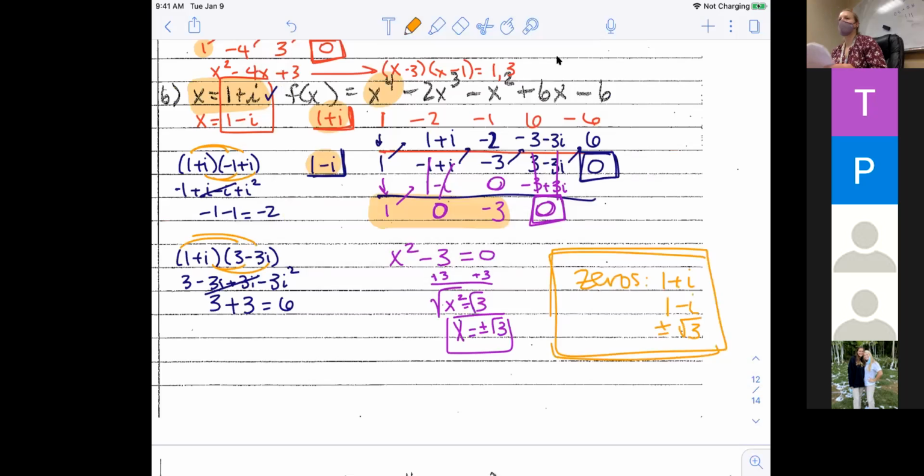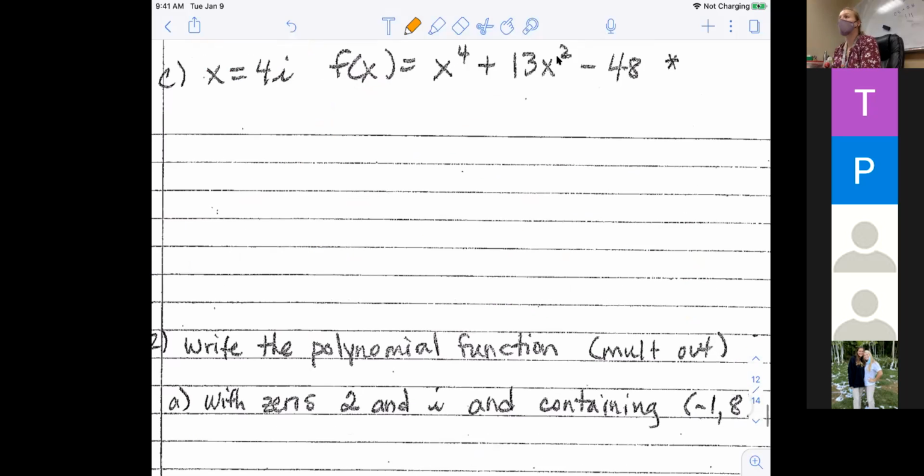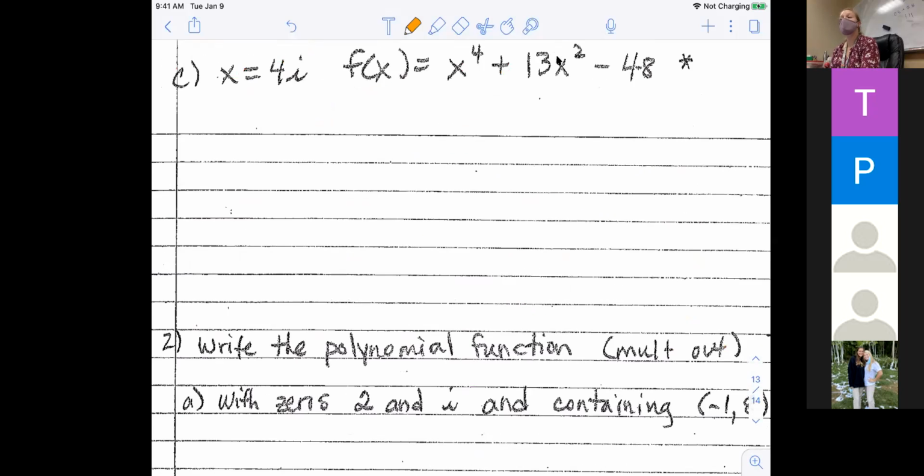All right, questions so far? Let's do another one. When you're ready, flip your paper over, scroll down on your Notability. We're on item letter C. What's my given zero here? 4i. Is that imaginary? So I have to use its conjugate. So what's its conjugate? Negative 4i. Very good.